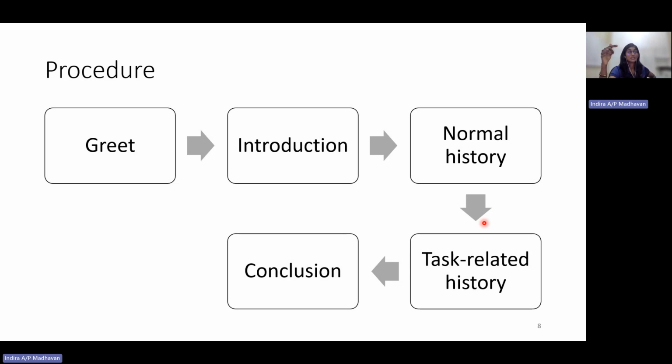Oh, this patient is a civil engineer and goes to site to do work. Then if they go to site, there will be many obstacles that they have to face, which you can ask during the task related history. Next is normal history taking. As I mentioned just now, the general history taking, the 9 points. After that comes the task related history, as I explained just now.